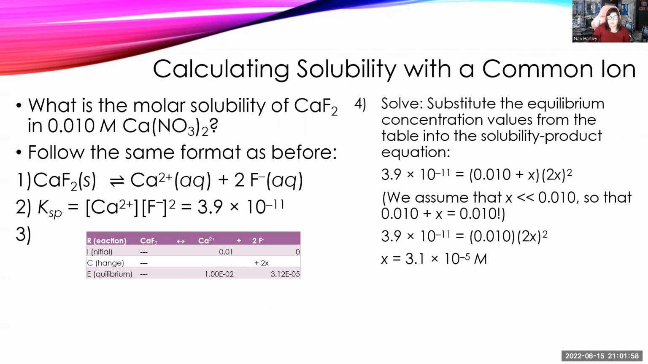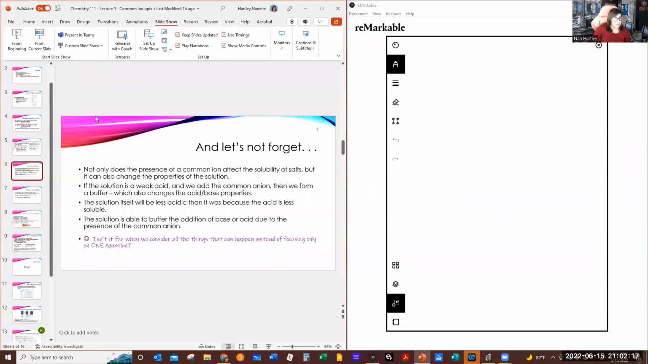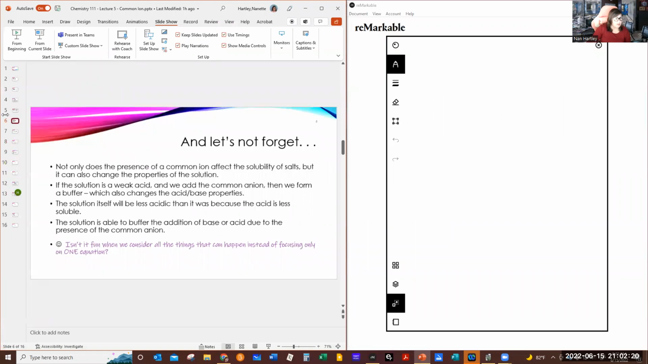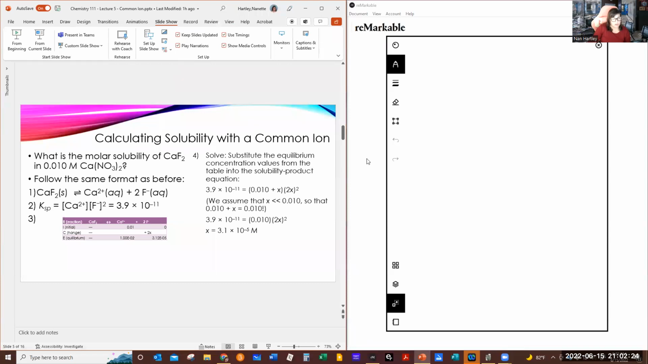Now we're going to calculate solubility with a common ion. So this is just another example of the same thing that we just went through. I'm going to pull up my piece of paper here and cover up my calculator for now so we can see both at the same time. So this is the slide that I want. What's the molar solubility of CaF2 in 0.01 molar CaNO3?